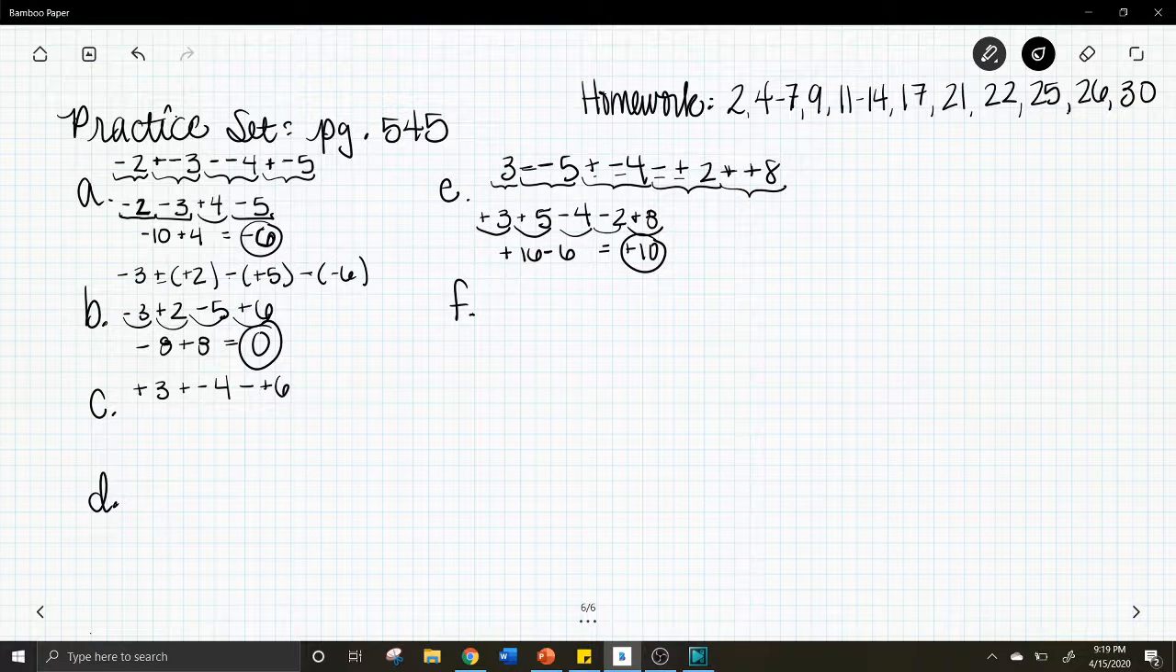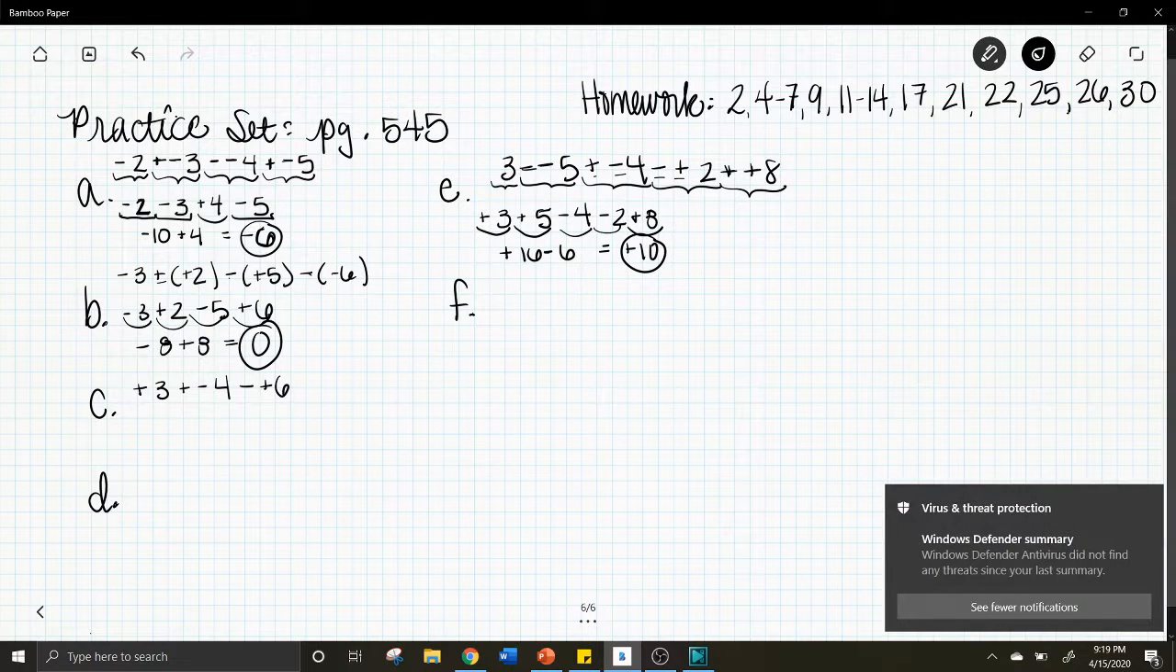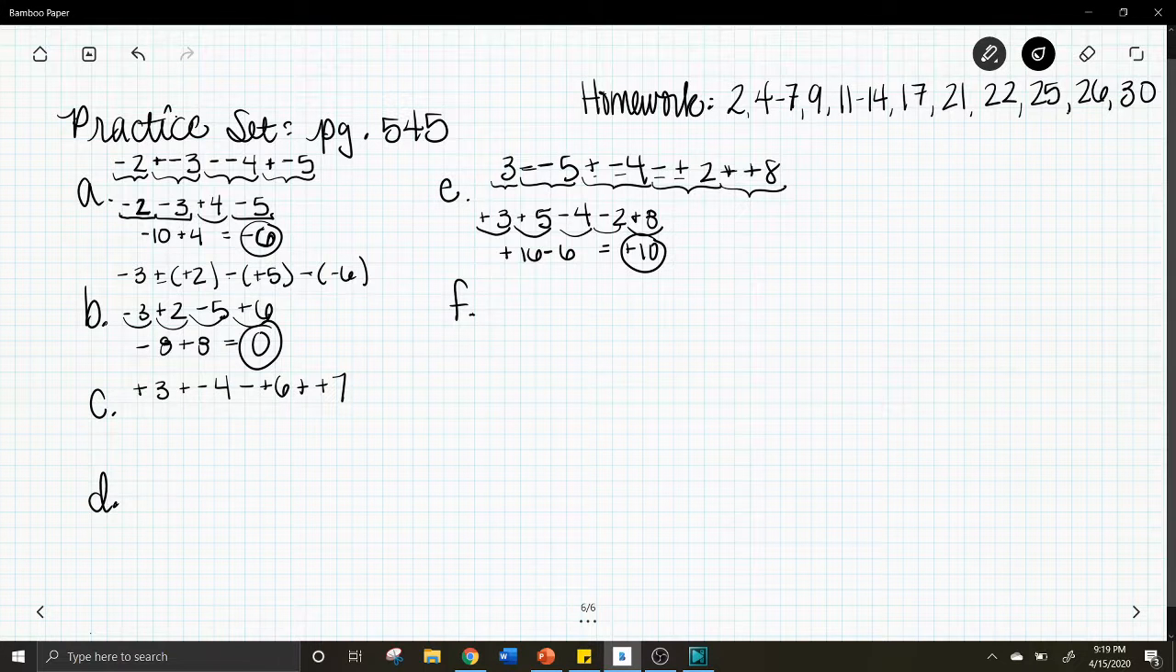Positive 3, minus positive 6, plus positive 7, and minus negative 1. So first step is to remove disguises. Look at the signs that precede it. Positive 3 remains positive 3. 2 opposite signs means it's negative. 2 opposite signs means it's negative. 2 of the same sign means it's positive. 2 of the same sign means it's positive.